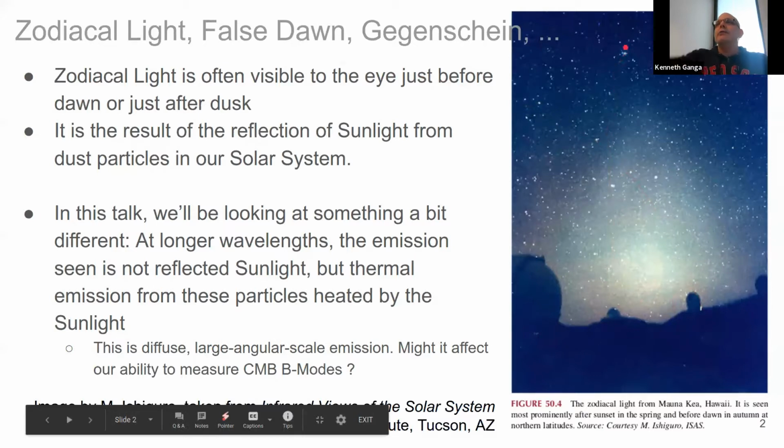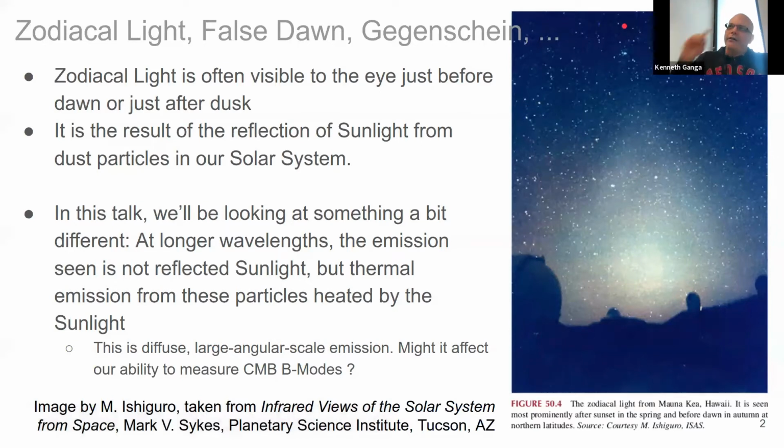Gegenschein is actually, in this picture, it would be much higher. It's actually at 180 degrees away. But it's the same idea. Most of what we talk about when we say zodiacal light is reflected sunlight. So that's what I'm going through here, but I'm actually going to be talking about something else.